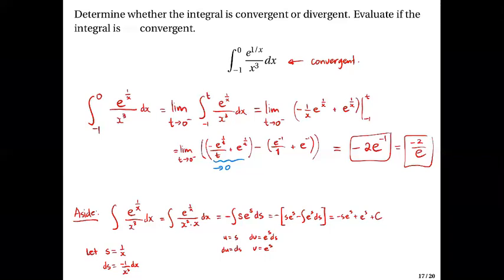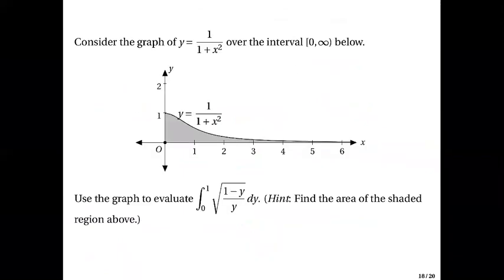Let's now go to our next problem. Consider the graph of y equals 1 over 1 plus x squared over the interval 0 to plus infinity below. Use the graph to evaluate the integral from 0 to 1 of the square root of 1 minus y over y dy. So find the area of the shaded region. That's the hint.